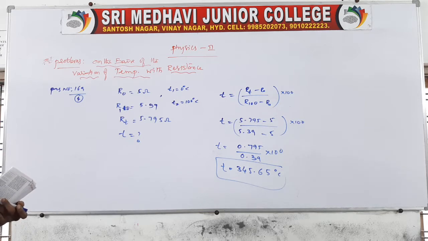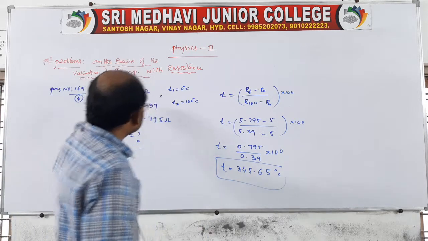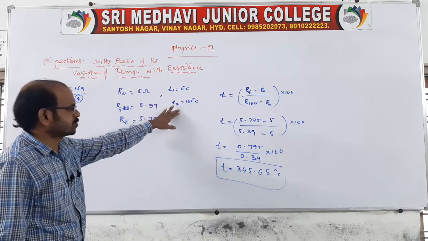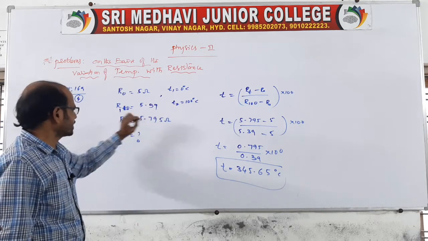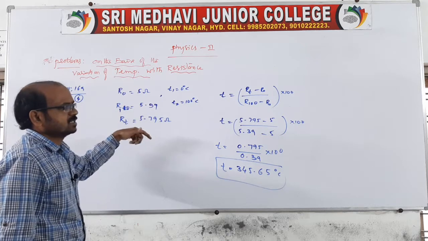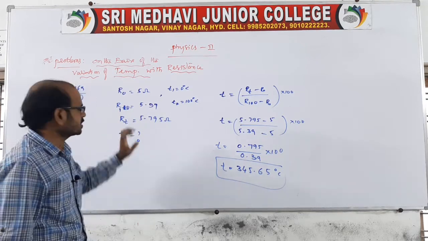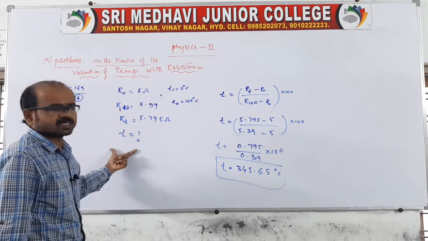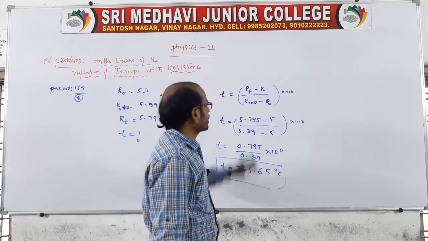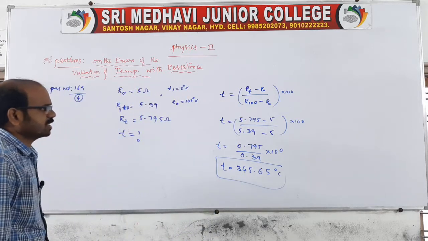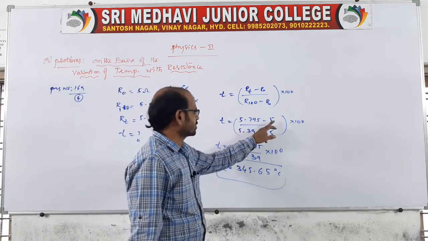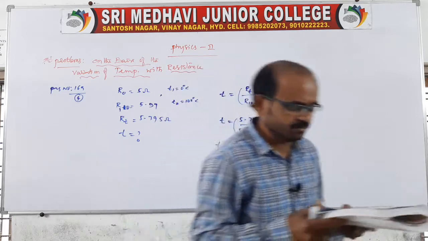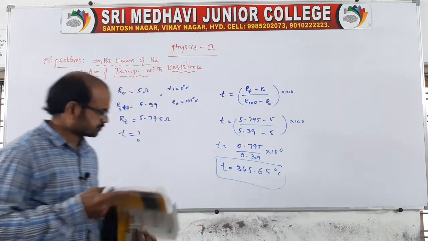Go through this. This is the one question. In the given data, R0 is at 0 degrees Celsius, and R100 at 100 degrees, the steam point, is 5.39 ohm. This thermometer is inserted in the hot bath, and at that temperature the thermometer shows 5.795 ohm. Then find the temperature of the hot bath. The formula is T equal to RT minus R0 by R100 minus R0, into 100. So T is equal to 5.795 minus 5 by 5.39 minus 5, into 100. That way we will get the temperature of the hot bath. Go through this question.